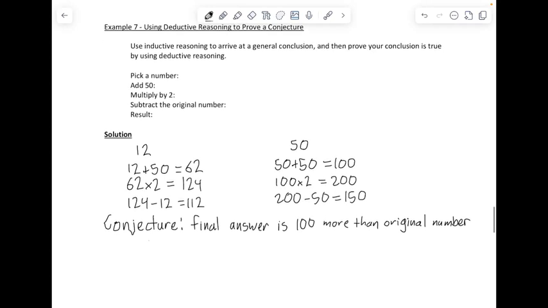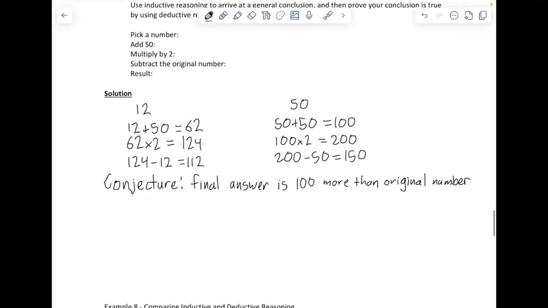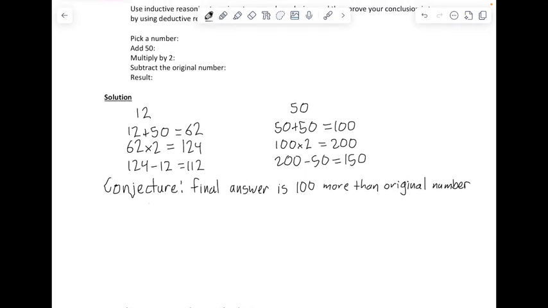Let's see if we can prove this conjecture using deductive reasoning. And we'll do the same idea that we did in example 6. We're going to choose an arbitrary number. We'll call it A. And we'll go through the same series of steps. The first step is to add 50, right? So if I add 50, I get A plus 50. The second step is to multiply by 2. So that would be 2 times A plus 50.